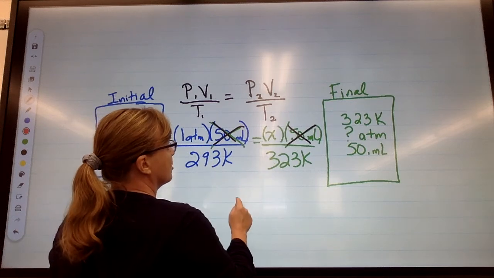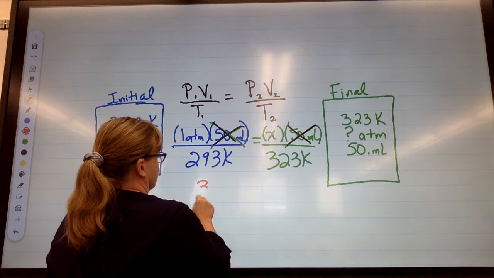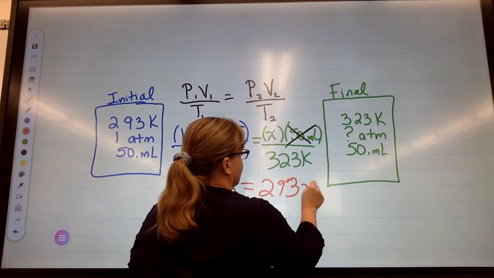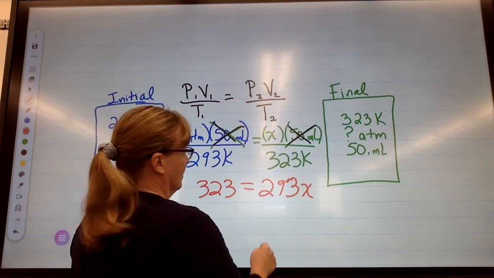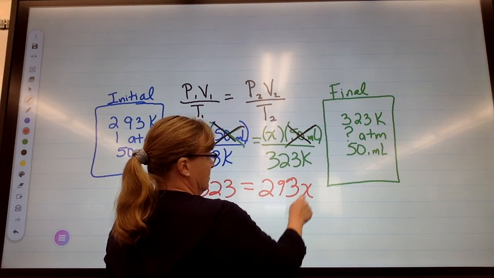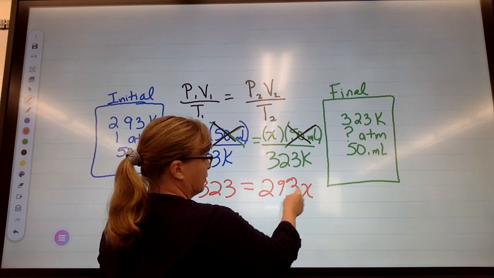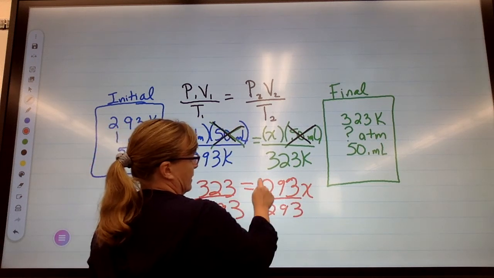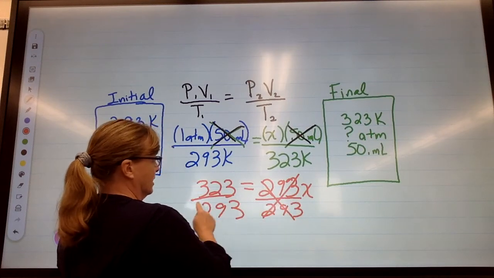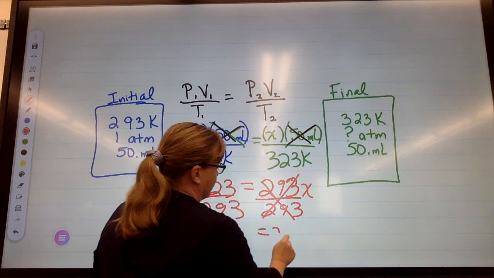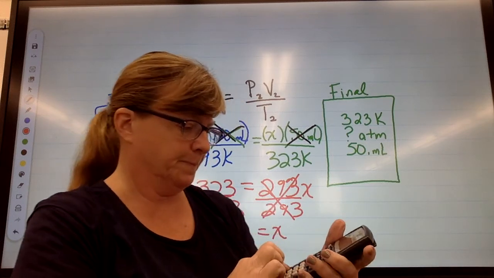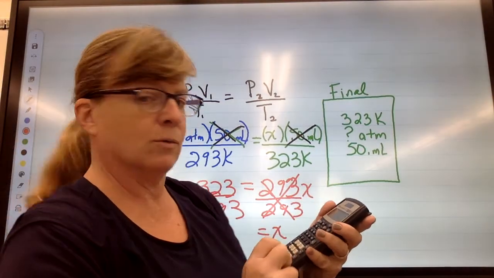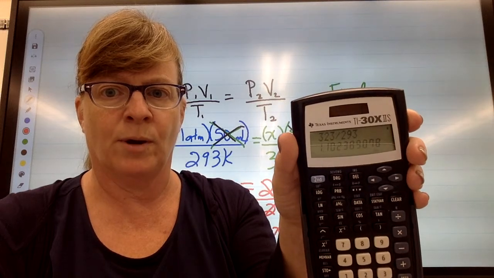So 1 times 323 is just 323. X times 293 is 293 times x. Now I still have to get x by itself. So I need to do the opposite. I need to inverse this. This is multiplying times x. I need to divide both sides. Whatever I do to one side, I do to the other. It's going to divide or cancel out. Now x is equal to 323 divided by 293. This is where you get your calculator. 323 divided by 293 equals 1.02389.